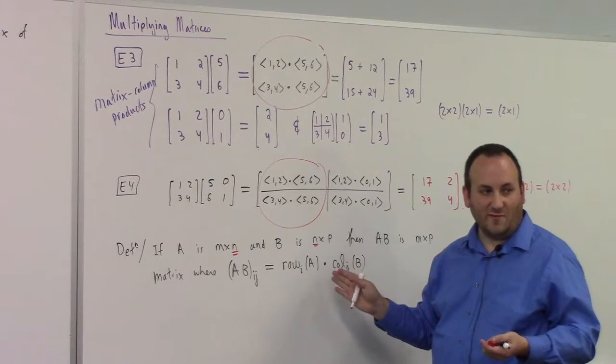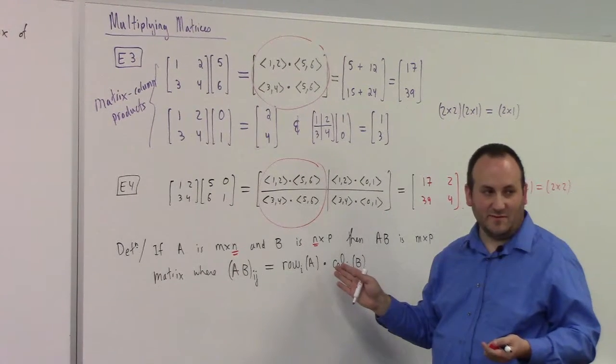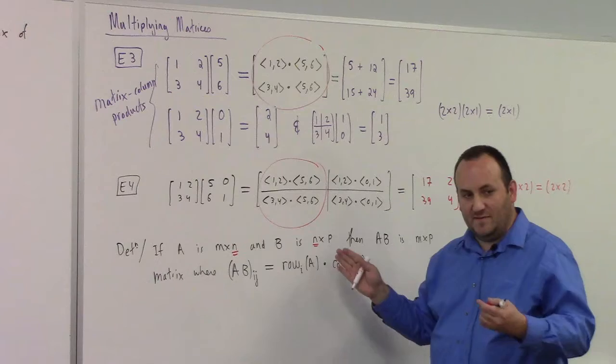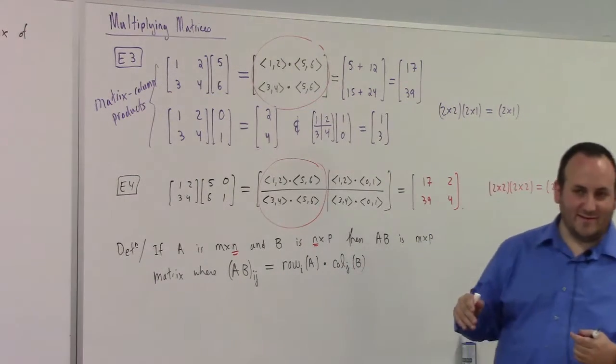If you try to do this in the wrong way on a TI calculator, what will it tell you? It will tell you, dimension mismatch, dimension mismatch. We've all seen it, right?